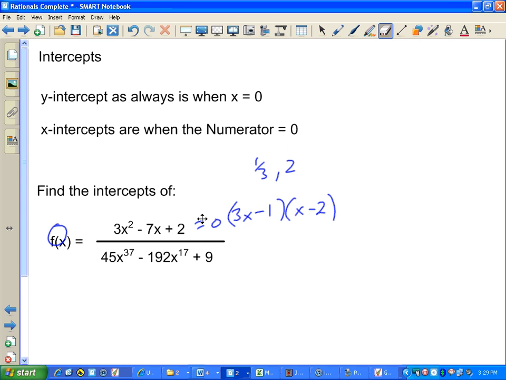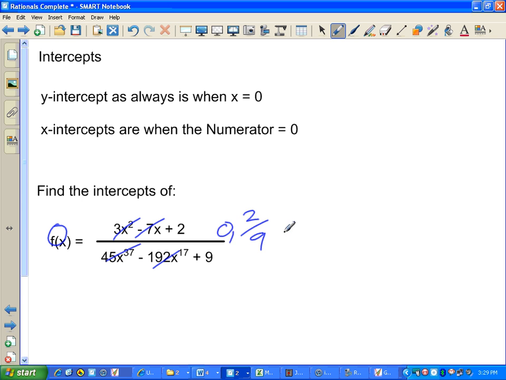If we want a y-intercept, it's the same thing we've always done to find a y-intercept. You just plug 0 in for x. So if I put 0 in here, this would go away, this would go away, this would go away, this would go away, and I get 2/9 as my y-intercept. So that'd be the point (0, 2/9).